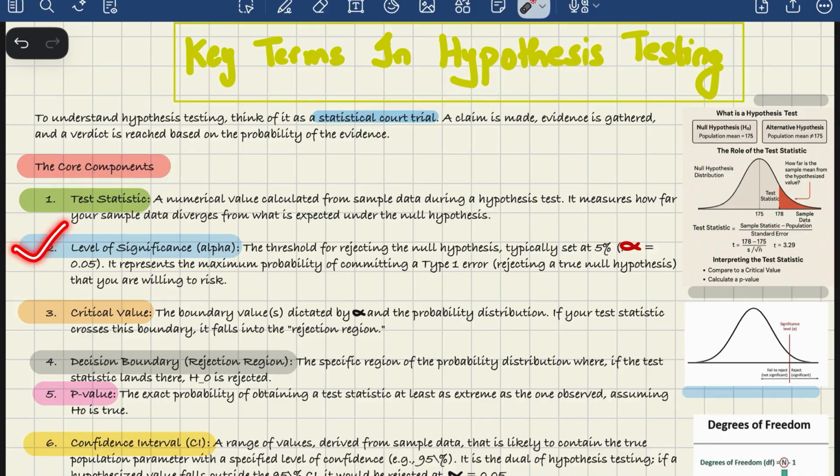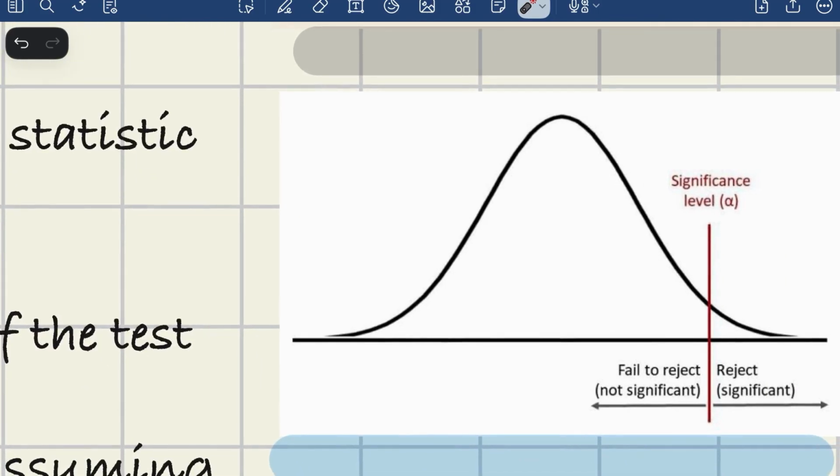Next we have the level of significance, and it is denoted by alpha. It is a threshold. So when you see over here, this is the threshold, the level of significance, and it is the maximum risk you are willing to take of making a mistake.